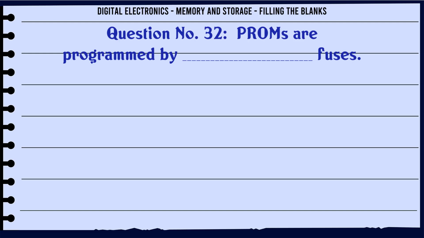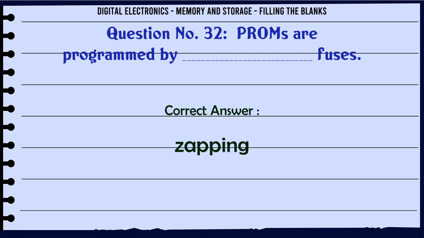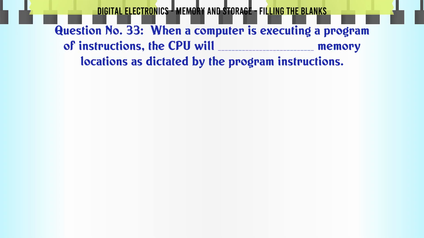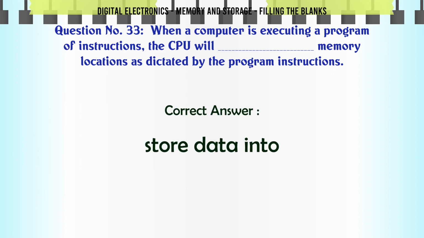PROMs are programmed by blowing fuses. A. Zapping. B. Blowing. C. Charging. D. Inputting. The correct answer is zapping. When a computer is executing a program of instructions, the CPU will blank memory locations as dictated by the program instructions. A. Format. B. Scan. C. Store data into. D. Verify. The correct answer is store data into.